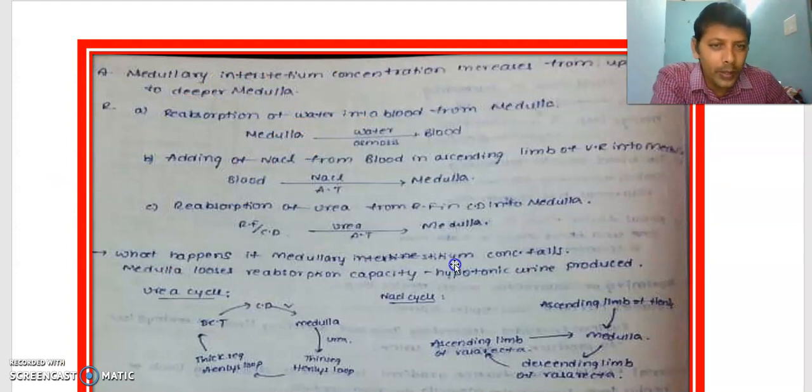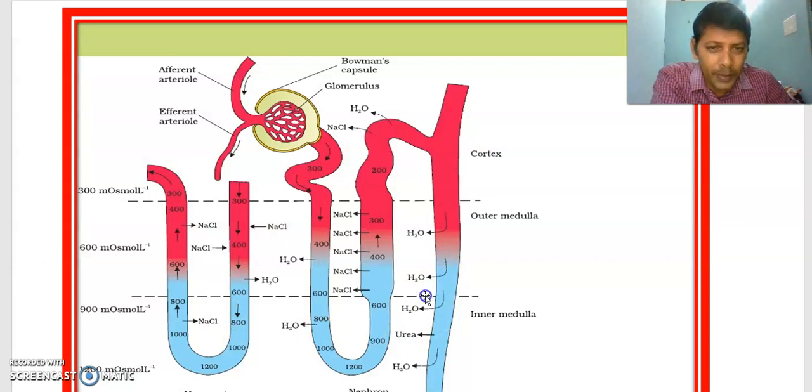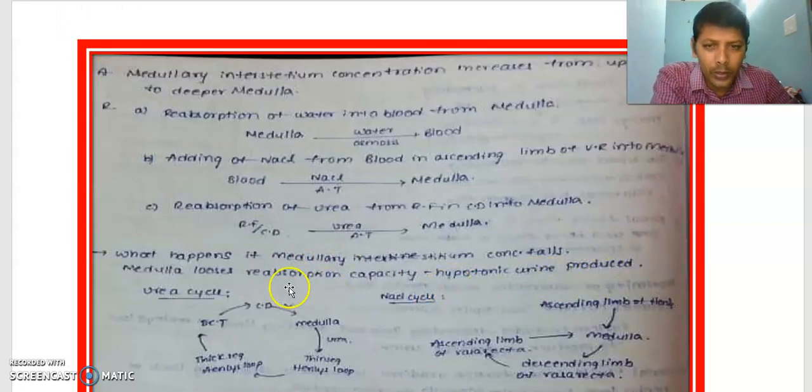What happens if the medullary interstitium concentration falls? For example, if it becomes 300, what would happen? The medulla loses reabsorption capacity; this reabsorption does not take place. If the osmolarity is not 1200 here, water does not come here. Therefore, our urine will be dilute. Hypotonic urine is produced. Generally, what type of urine do we produce? We produce hypertonic urine.